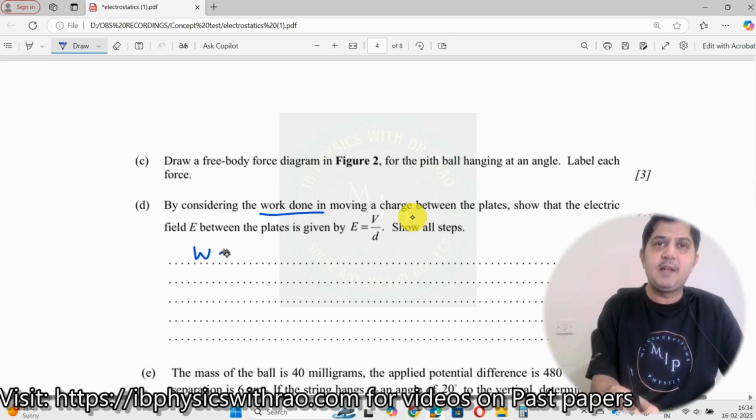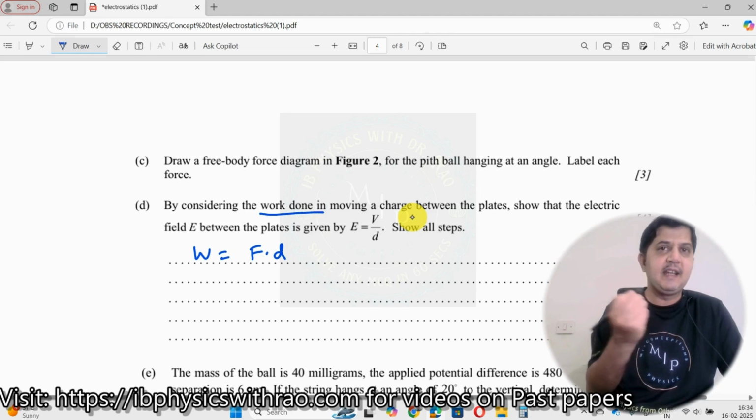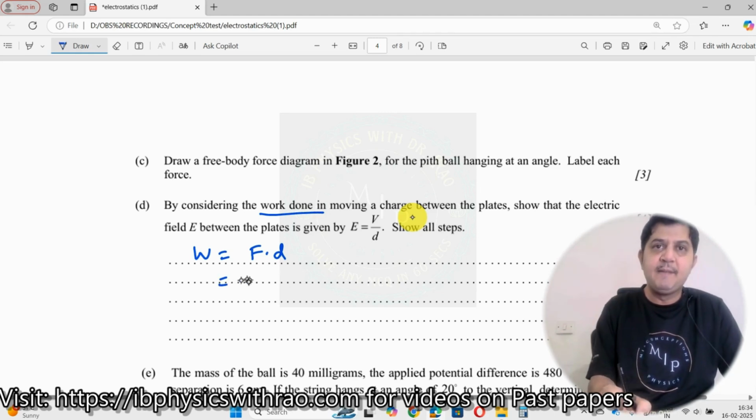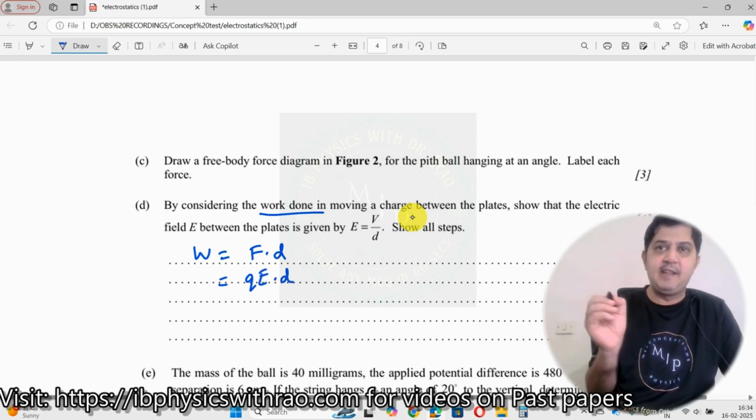What is the work done formula? We know that it is force multiplied by displacement, right? Now what is the electrical force? What force is acting on the charge? There's an electrical force. What is the electrical force given by? Electrical force is given by Q into E. Here what is Q? Q is nothing but the electronic charge, minus e. Anyway, I am not going to write it. I'm just going to write like this over here.